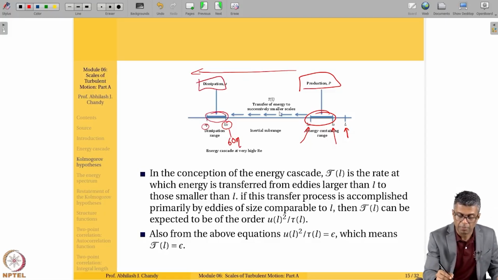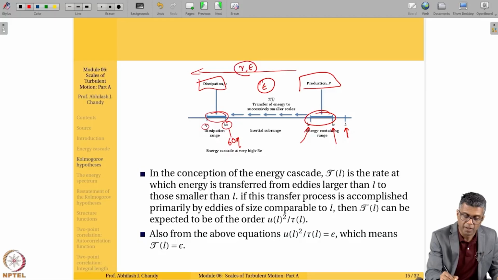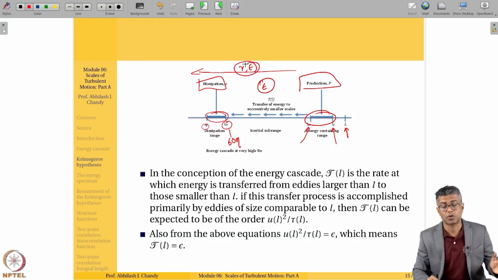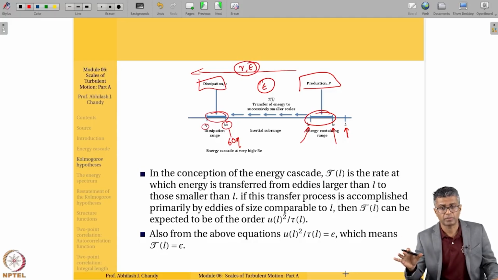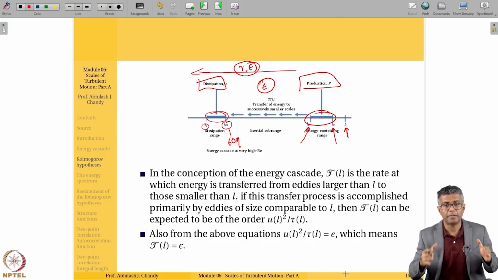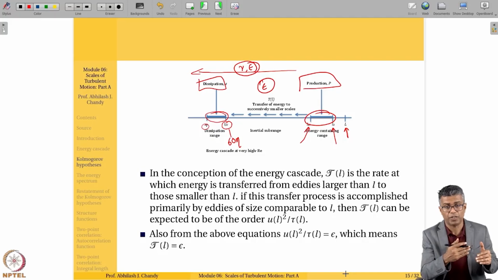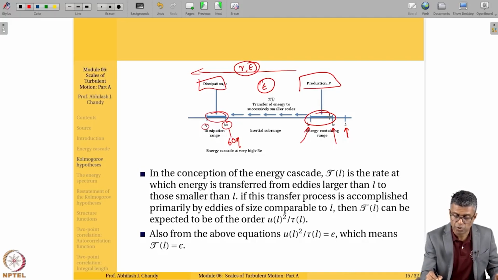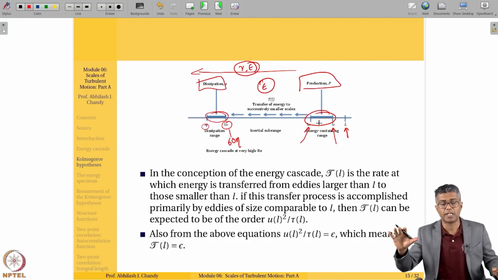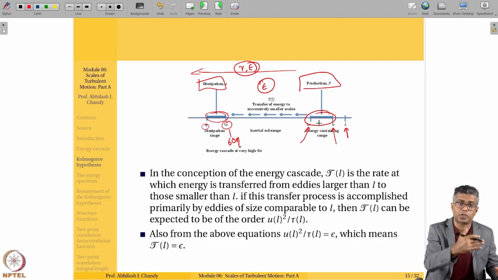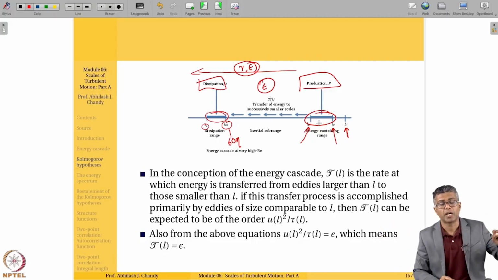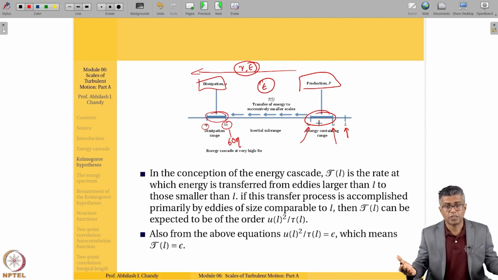And this inertial subrange is only dependent on epsilon, isn't it? Here, the entire thing is dependent on kinematic viscosity and dissipation rate. So I have production, I have dissipation, and in between I have transfer of energy, right? The transfer of energy, so I have the energy containing range. From that range, the energy gets transferred through the inertial subrange to the dissipation range, and there it dissipates. So this is the energy cascade, isn't it?